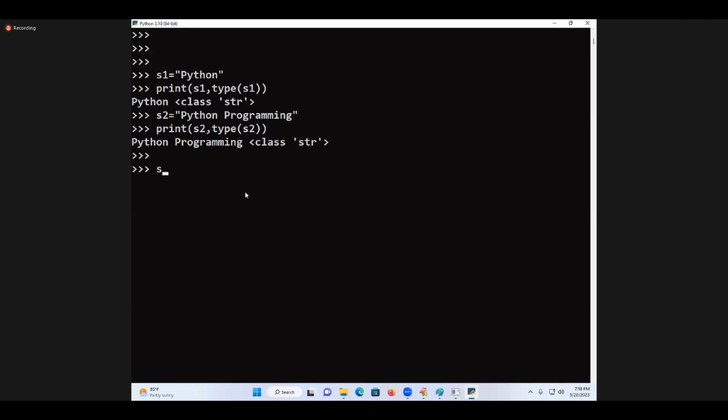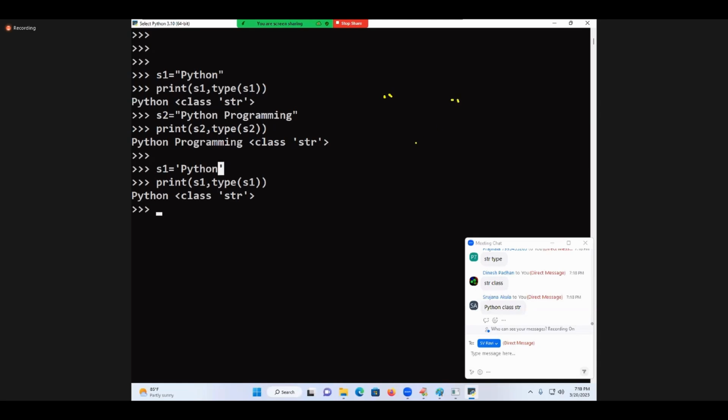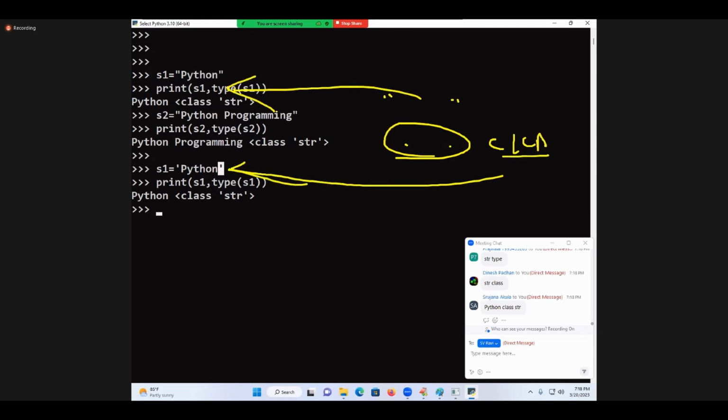Next, be careful. s1 is equal to single quotes. Now I am writing Python. Which quotes am I using? Right. Print of s1, comma, type of s1. What do you get? Python, type str. That means everything you can include within double quotes, you can include within single quotes too. Don't ask me, sir, what is the difference between double quotes and single quotes? I already told you. This is for C, C++, Java people to feel easy and convenient in Python. They followed both notations.